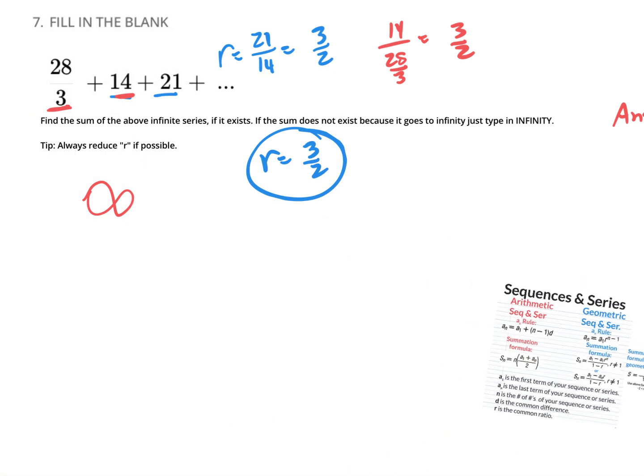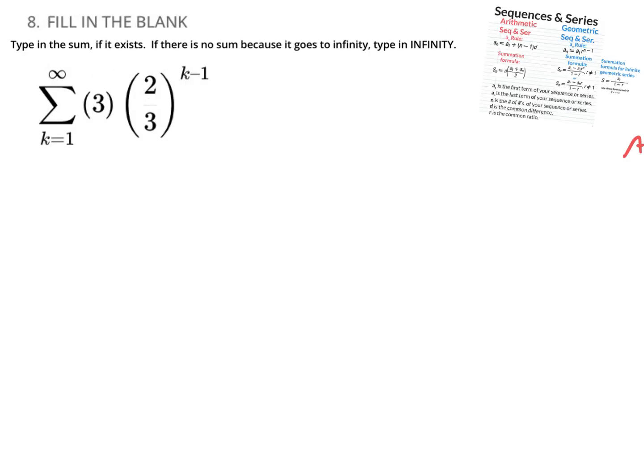Now, if you read the instructions, obviously you're not going to type that into the quizzes. It says right here, if the sum does not exist because it goes to infinity, just type in the word infinity. So type in INFINITY. Boom, you're done.